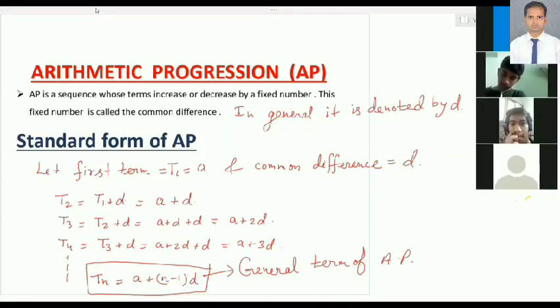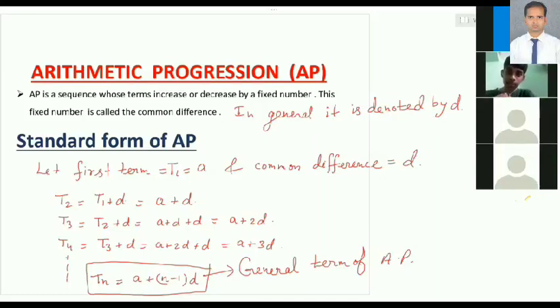Completed? Akhil, are you there? Akhil, have you completed? Okay, so we will move to the next page. Bharat, have you completed? Yes, sir.